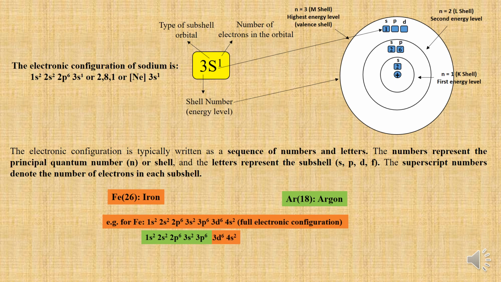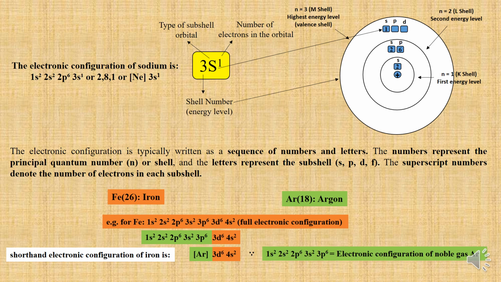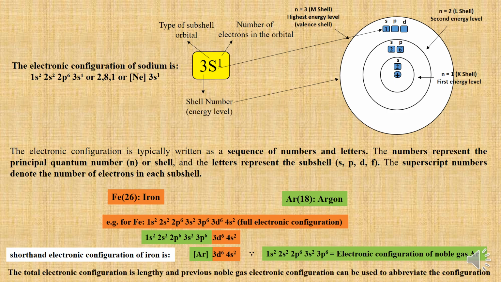Now we can divide this lengthy full electronic configuration into 2 parts. The shorthand electronic configuration of iron will be written as the symbol of argon mentioned within square brackets, followed by 3d6 4s2. This is because 1s2 2s2 2p6 3s2 3p6 is the electronic configuration of the noble gas argon.